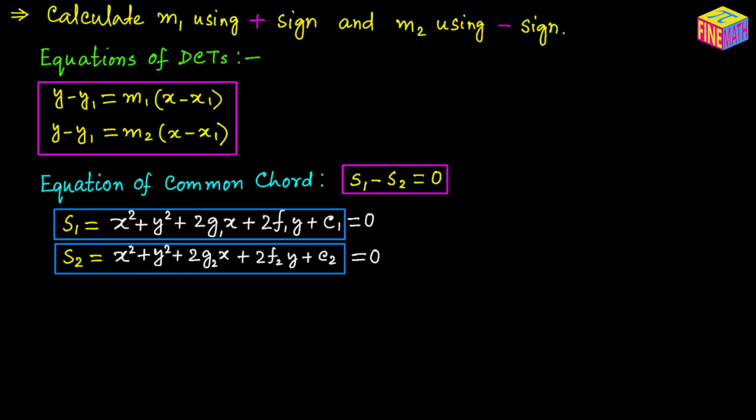Well, s sub 1 is the left hand side expression of the equation of the first circle, and s sub 2 is the left hand side expression of the equation of the second circle.